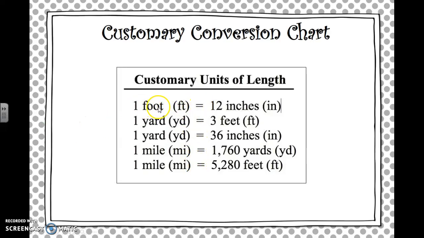So I have 1 foot is equal to 12 inches, 1 yard is equal to 3 feet, 1 yard is also equal to 36 inches, 1 mile is equal to 1,760 yards, and 1 mile is equal to 5,280 feet. I want you to also notice the abbreviations that we have here in parentheses. This is how we're going to shorten it instead of writing out the entire word. So be on the lookout for it when you see these abbreviations. Once we have gone over these, now you're ready to pause the video and you can go ahead and write down this chart into your notebook.